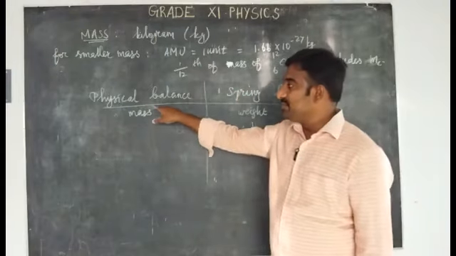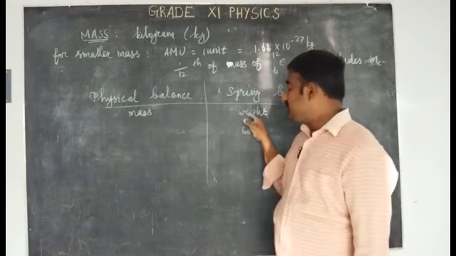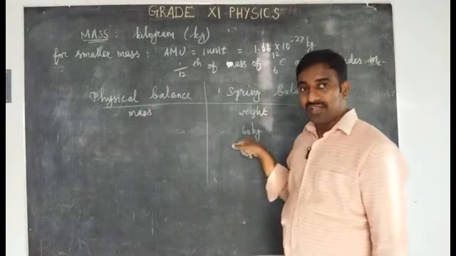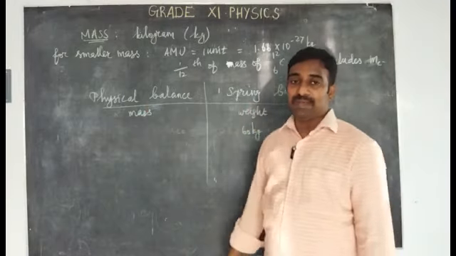So mass is constant, and it can be measured by the physical balance, but weight varies from place to place due to gravity, so it is measured by the spring balance.